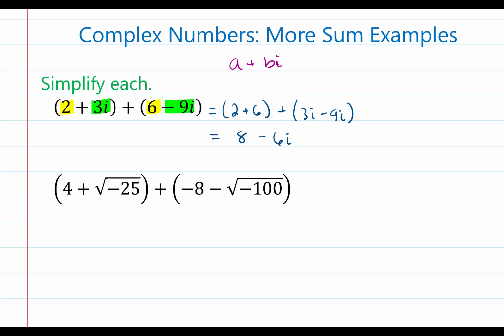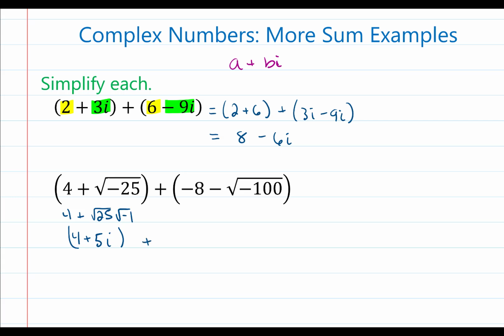With the second example, you'll notice we have to do a little bit more work before we can add the two complex numbers together. So in the first complex number, we are going to drop down the real part, but with the imaginary part, we have to simplify it. So the square root of negative 25 can be rewritten as the square root of 25 times the square root of negative 1. Drop down the real part, and the square root of 25 is equal to 5, and the square root of negative 1 is equal to i. So there's our new complex number that's simplified.